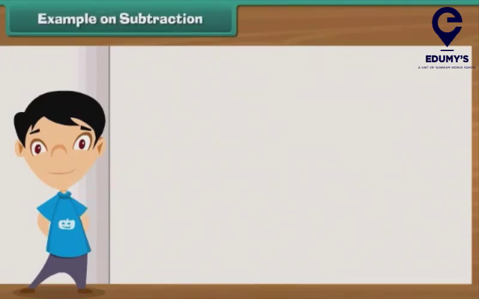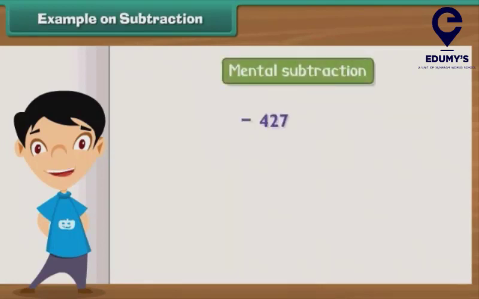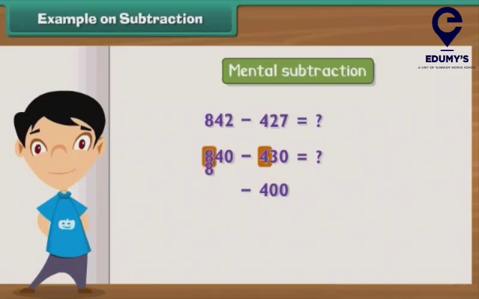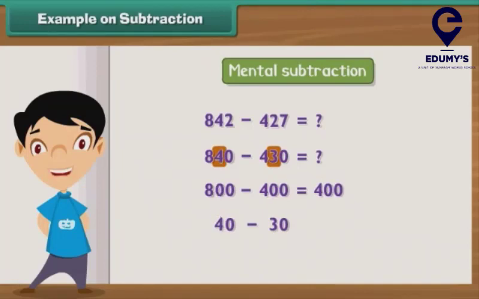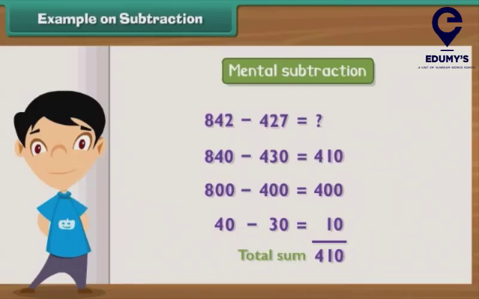Let us practice mental subtraction. Subtract 427 from 842. To simplify subtraction, let us convert 427 to 430 and 842 to 840. To subtract 430 from 840. First, subtract 400 from 800 to get 400. Then subtract 30 from 40 to get 10. Therefore, the difference between 840 and 430 is 410.